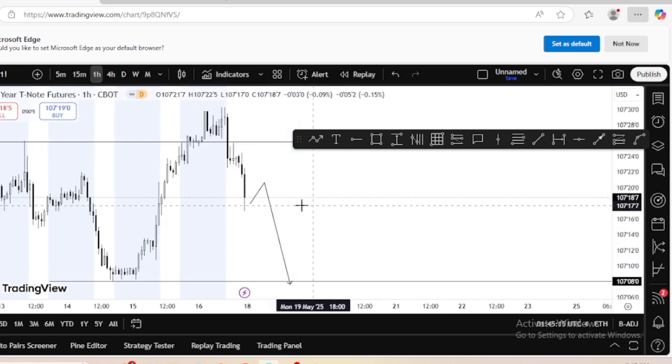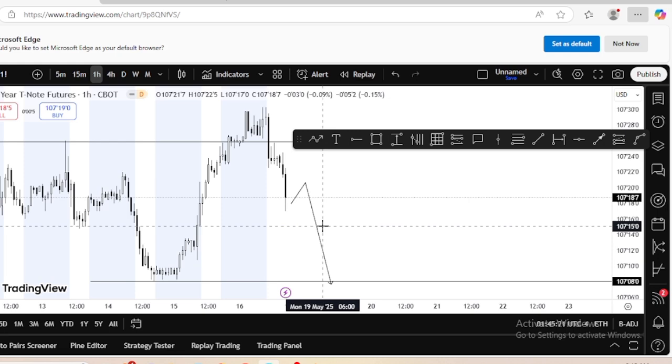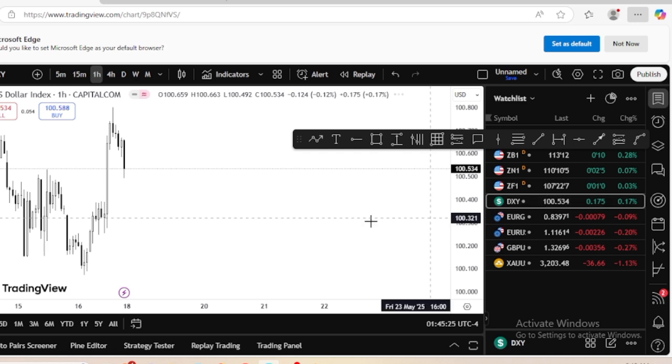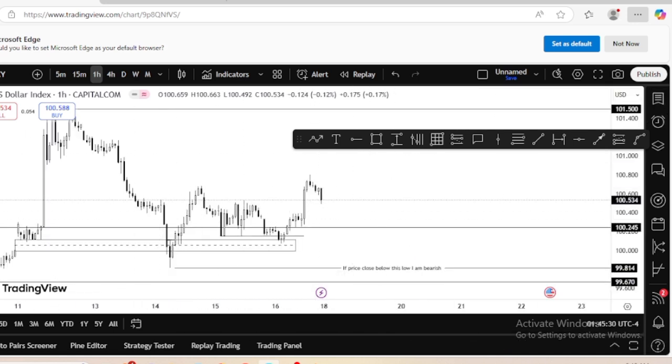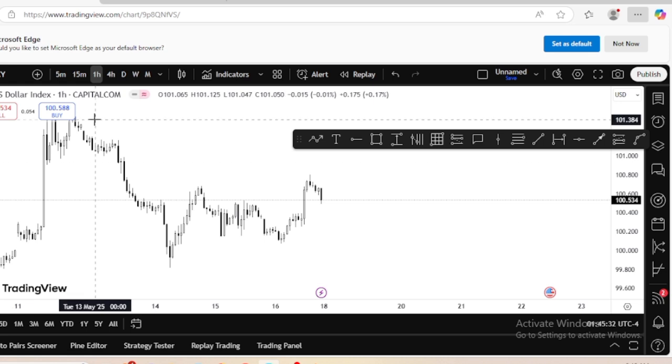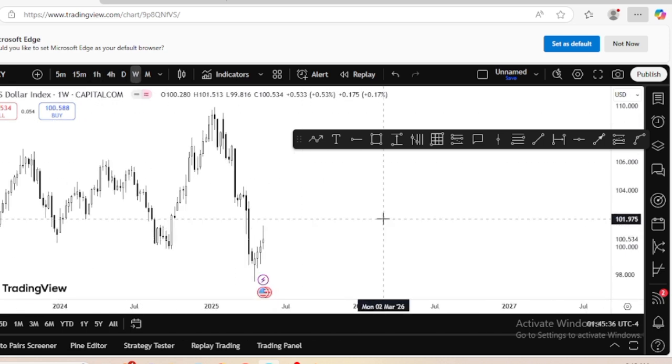So I've already started from before. Let's go to DXY. So DXY now, this is what we're looking for. Let me delete my chart and start from the weekly time frame. So what am I looking for in the weekly time frame here?